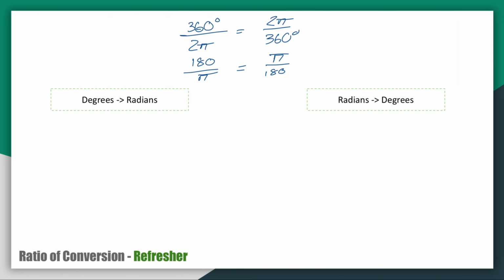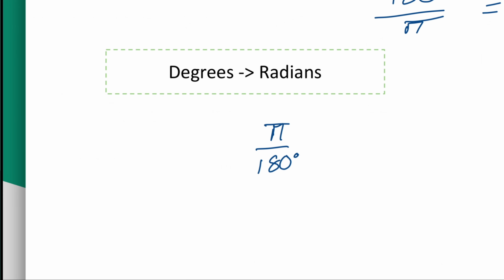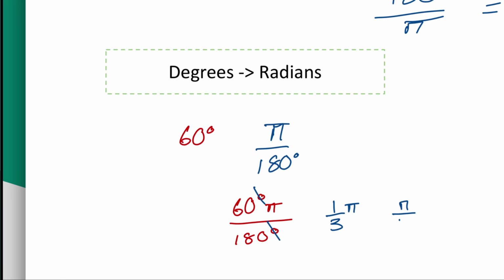Okay, now which one do you use to convert? Well, if you're trying to go from degrees to radians, you're going to multiply by pi over 180, okay? And the reason why is if you have 60 degrees, let's say, that's on top, right? Well, when you multiply this across, you get 60 degrees times pi over 180 degrees, meaning that the unit degrees cancels out. Degrees go away, and I'm left with 60 over 180, which can be converted to 1/3 pi, or just pi over 3, which is the same thing as 1/3 pi, okay?